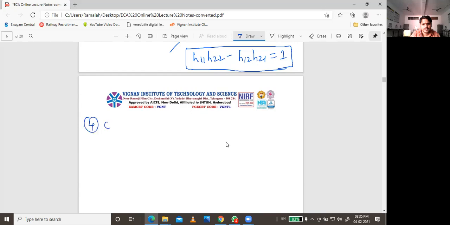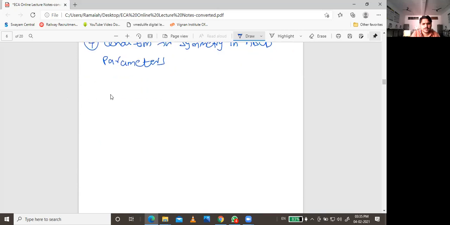So, last one, condition for symmetry in ABCD parameters. Now, first write the ABCD equations. We are expressing input voltage and input current in terms of output voltage and output current: V1 equal to A V2 minus B I2, I1 equal to C V2 minus D I2. So, equation 1, equation 2.